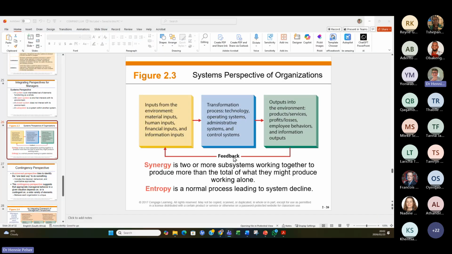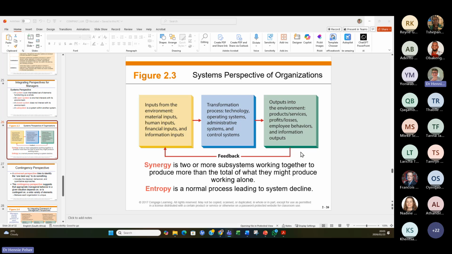Right. So, in terms of synergy, the whole is greater than the sum of its parts. I think that's what organizations strive for. So, in terms of the systems perspective, what happens is you get the inputs from the external environment. Those inputs go through a transformation process. And then if you do it well, you get excellent profits, excellent products and services. You create a wonderful work environment for individuals.